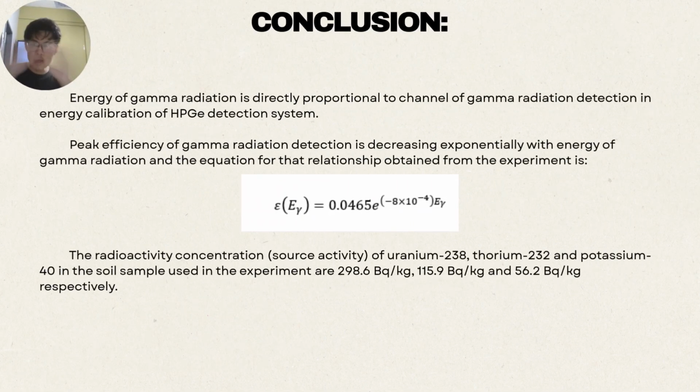In conclusion, we have found that the energy of gamma radiation is directly proportional to the channel of gamma radiation detection in the HPGe detection system. We also have found this equation from the experiment, which describes the relationship between the peak efficiency of gamma radiation detection and the energy of gamma radiation. The radioactivity concentration of uranium-238, thorium-232, and potassium-40 in the soil sample used are 298.6 becquerel per kilogram, 115.9 becquerel per kilogram, and 56.2 becquerel per kilogram respectively.